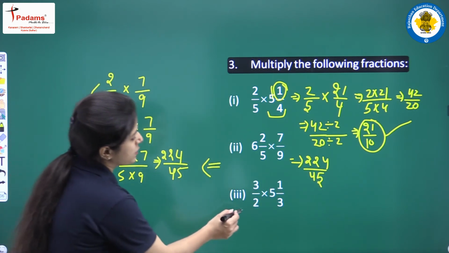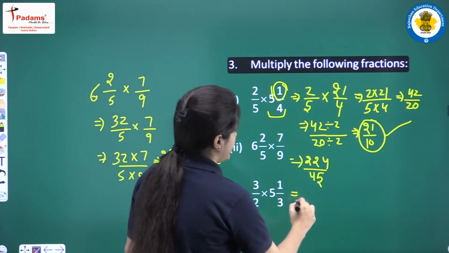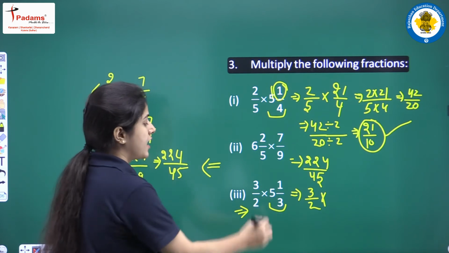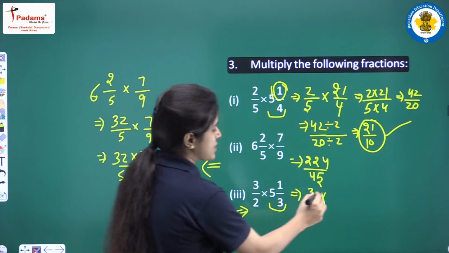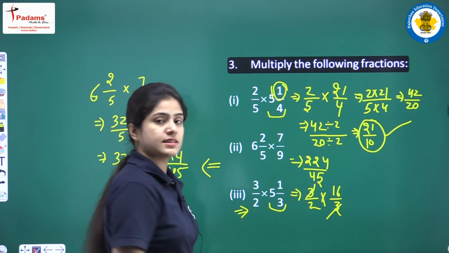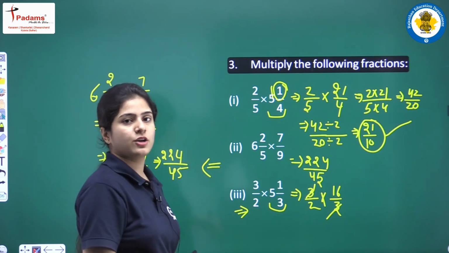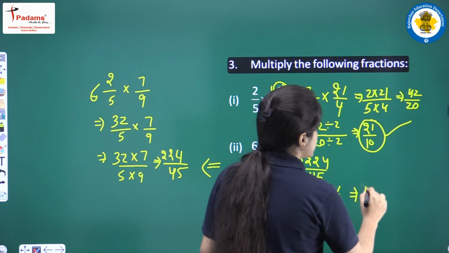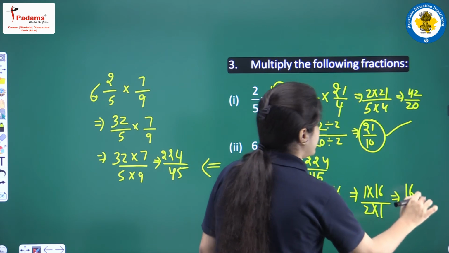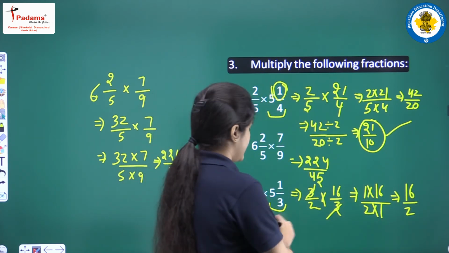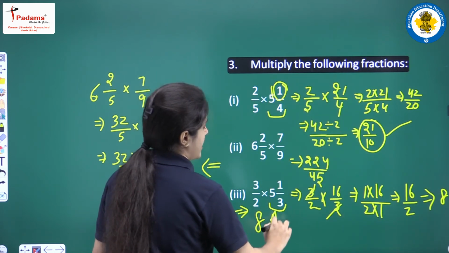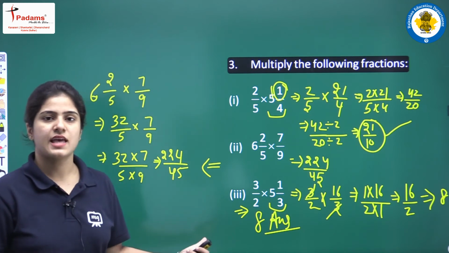Now we are going to discuss this question. 3 upon 2 into, change it into the improper fraction. 5 into 3 is equal to 15, 15 plus 1 is equal to 16, 16 upon 3. Clearly students, they can be cancelled out from each other because they are in the numerator and denominator. So 1 into 16 upon 2 into 1, that is 16 upon 2. 16 divided by 2 is equal to 8. So the answer is 8.